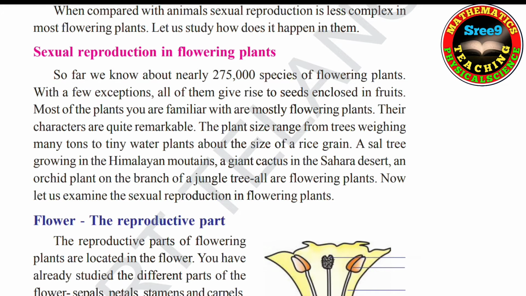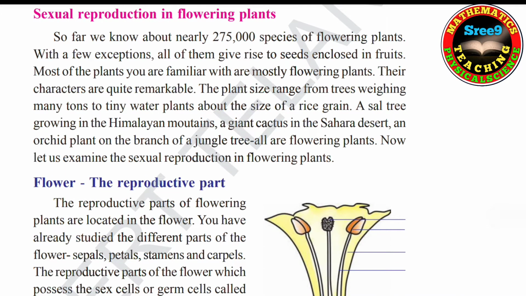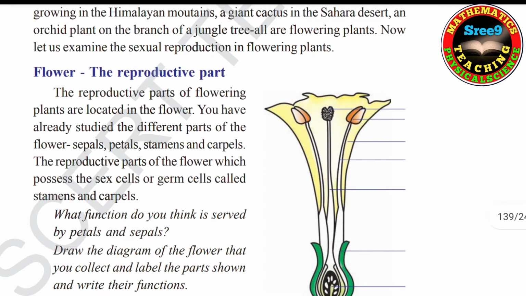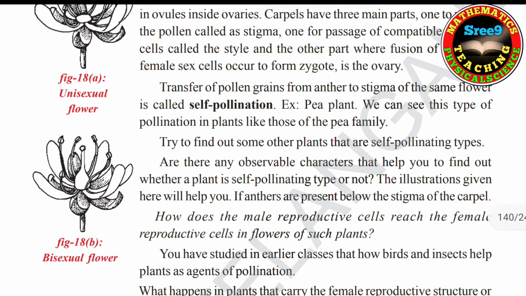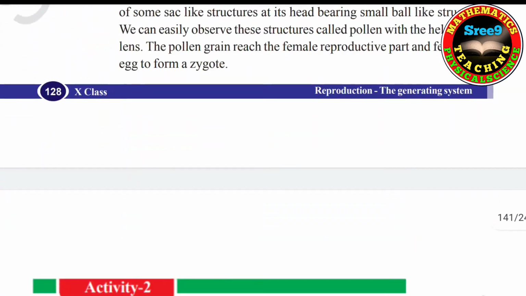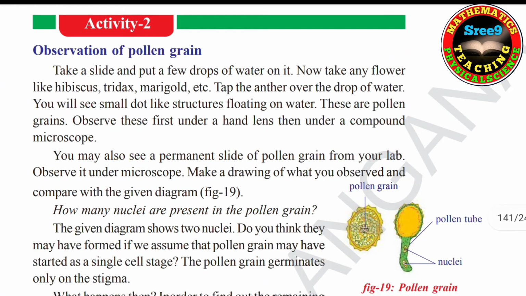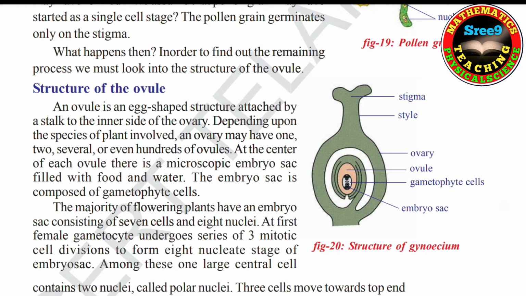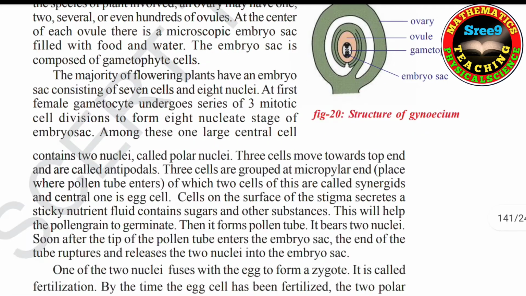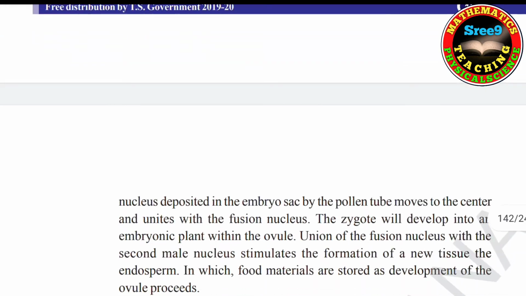Now coming to sexual reproduction in flowering plants. The reproduction of flowers is very important. You have to practice the diagram as well as the parts of the flower and the functions of the parts of the flower, especially pollination, self-pollination or artificial pollination, and coming to observation of pollen grains and the structure of the ovule in the case of flowers, or the structure of the gynoecium. A question may be asked: explain the gynoecium or ovule of the flower.